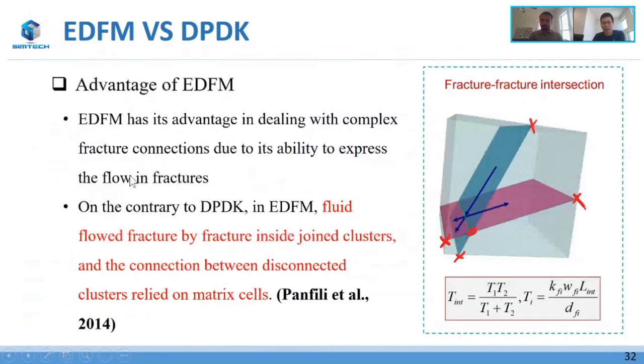Many people have already done excellent research to do the comparison. Like Felipe in 2014, they already did a real case water flooding study, and their conclusion is that, contrary to DPDK, in EDFM, fluid flows fracture by fracture inside a joined cluster, and the connection between disconnected clusters relies on the matrix cells. This diagram shows three-dimensionally, if two fractures connect to each other in cells, how the fluid inside will be treated differently.